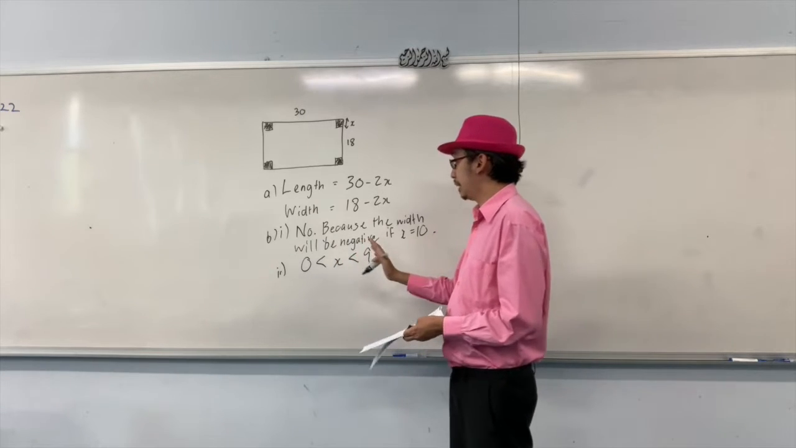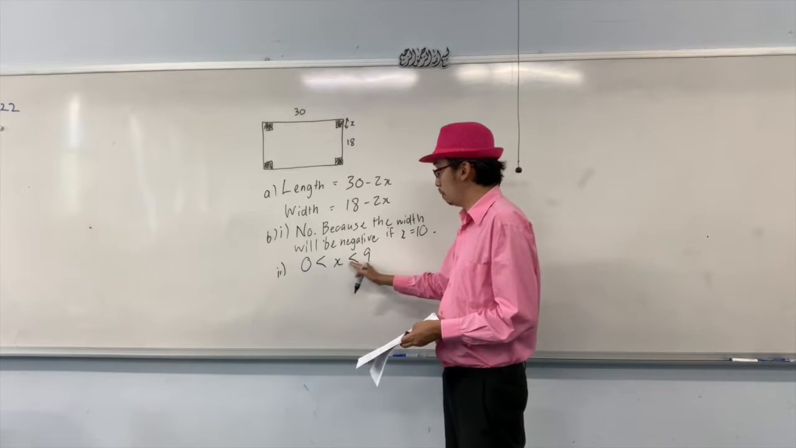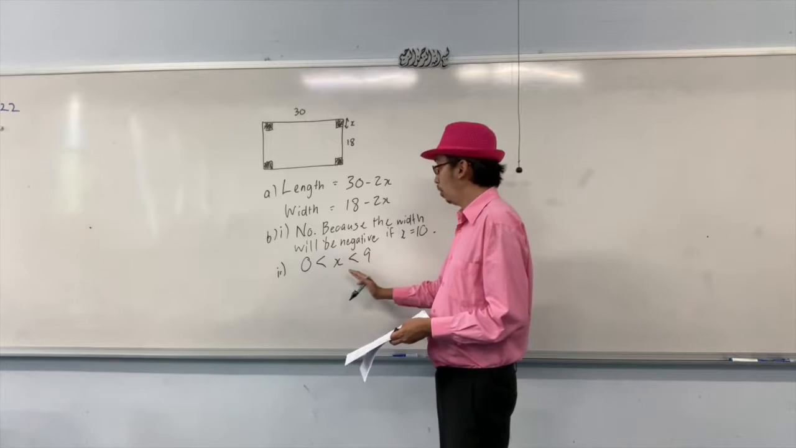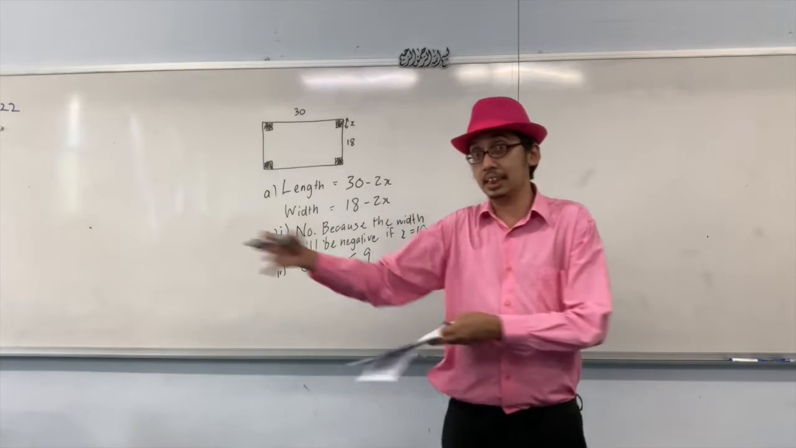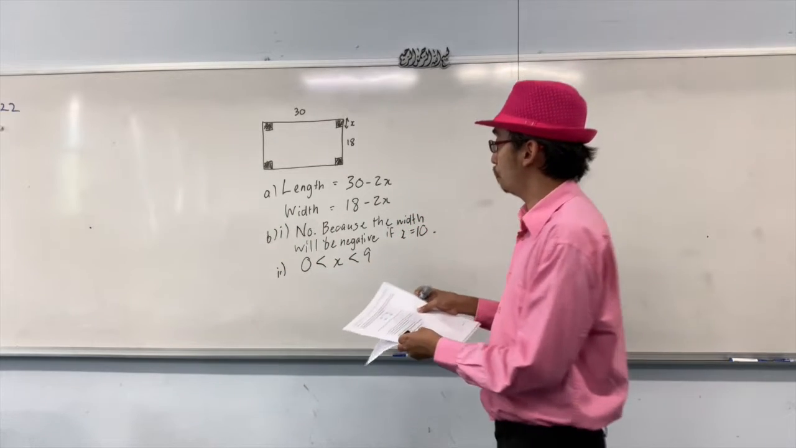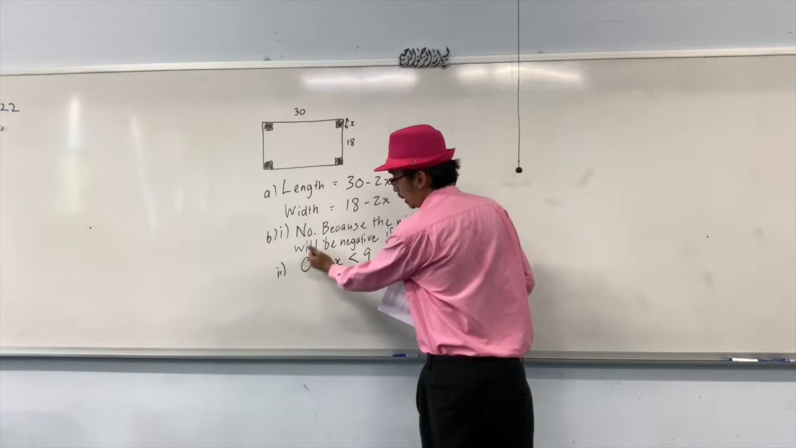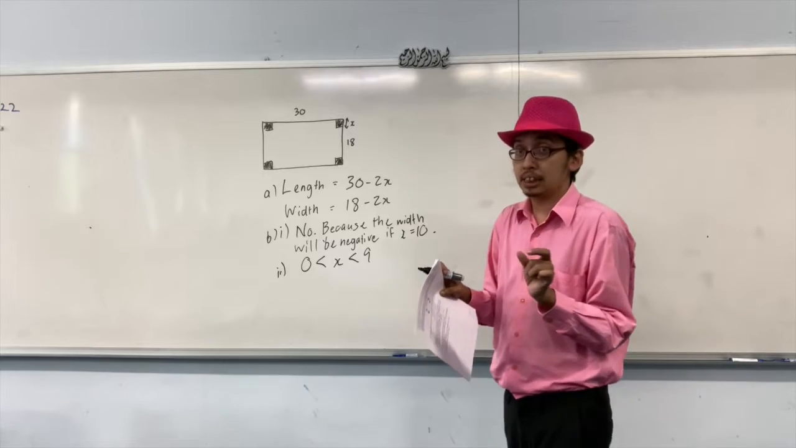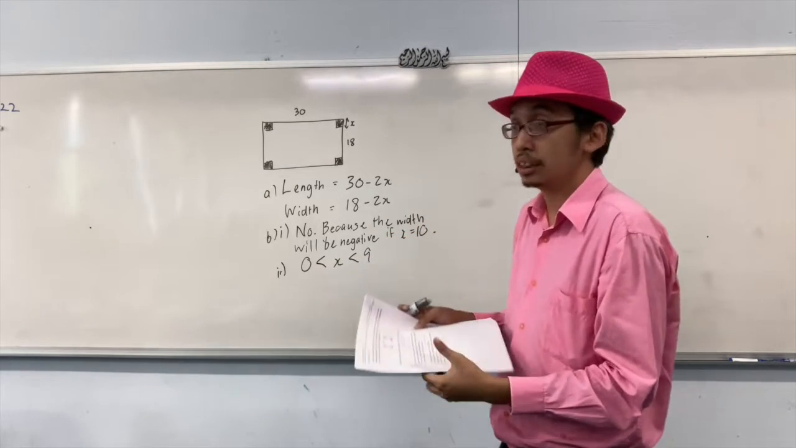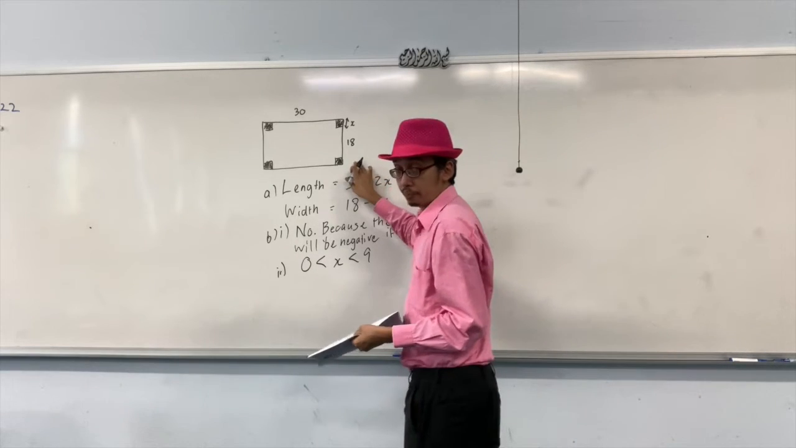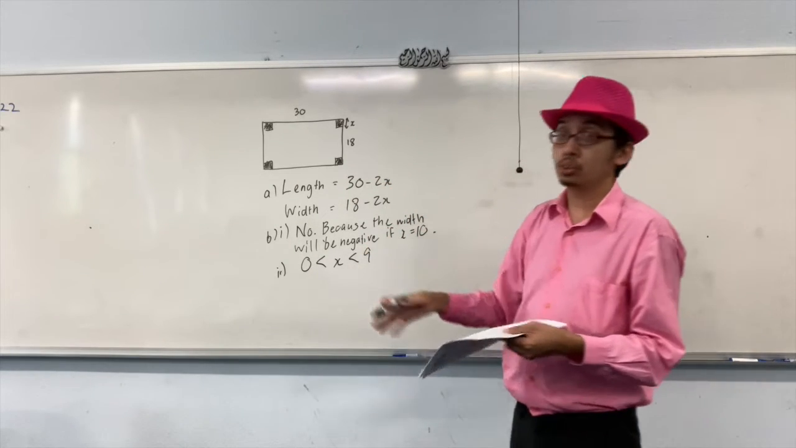A few mistakes that you make: you accidentally put the equal sign here, or you just assume that it's less than 9. If it's less than 9, then it takes negative values as well. So you need to put the stop over here. x must have a value of more than 0, so that's why it's 0 to 9.